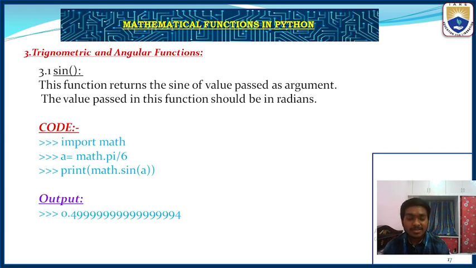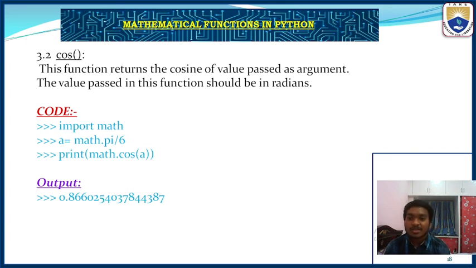Pi by 6 means 180 by 6, which is 30 degrees. Sine 30 degrees value is half. Output is 0.4999999 and some 9s and a 4. It is the nearest value to 0.5. You can round the value up to how many digits you want using the round function in the print statement.